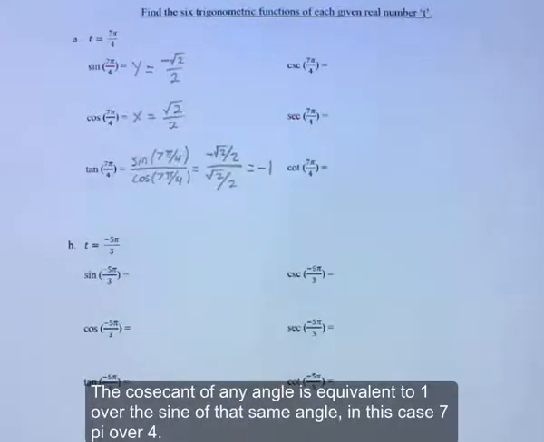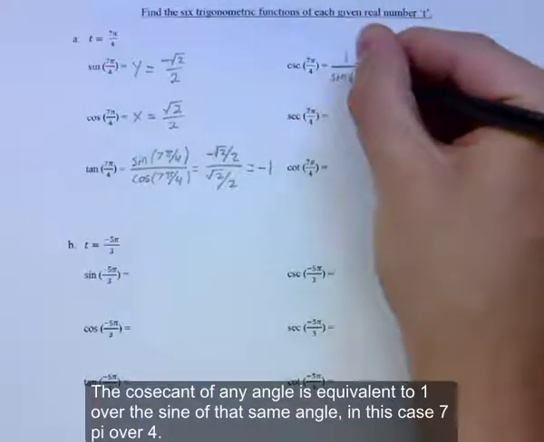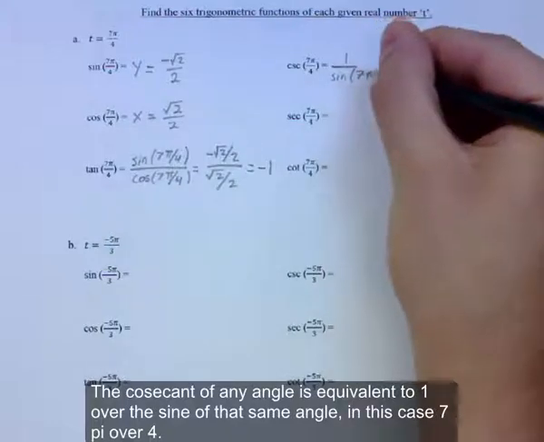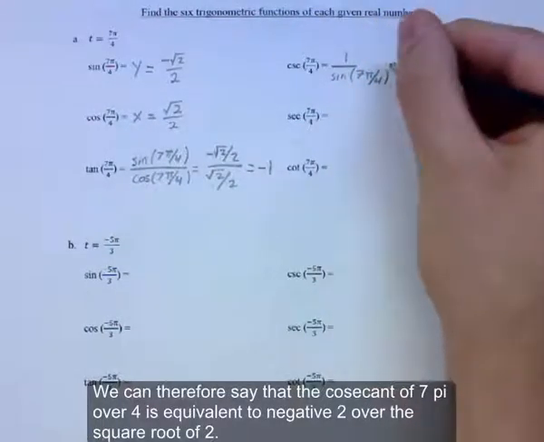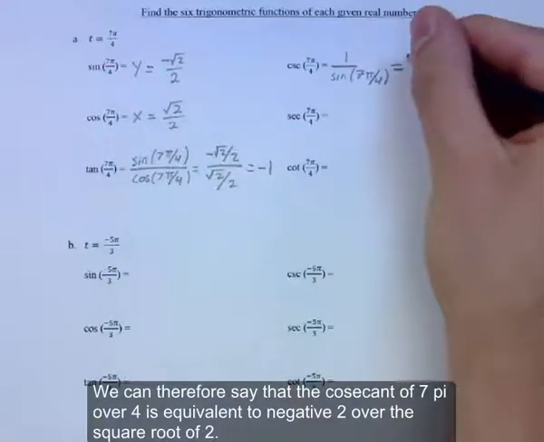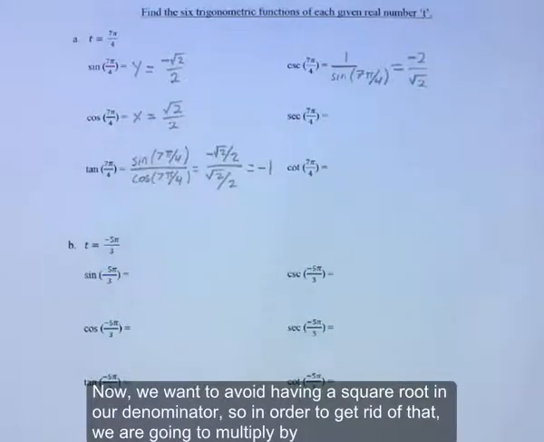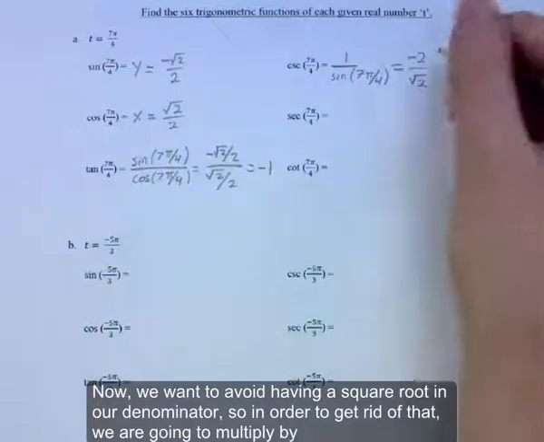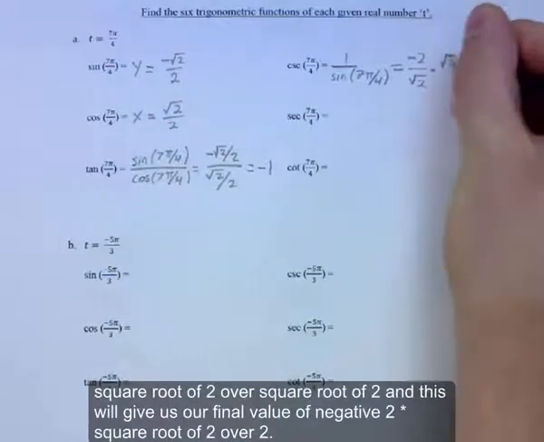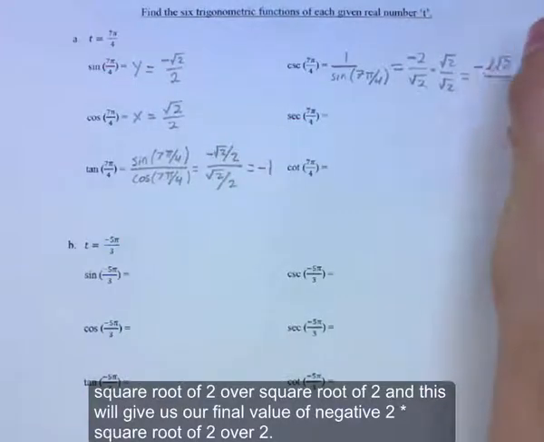The cosecant of any angle is equivalent to 1 over the sine of that same angle, in this case 7 pi over 4. We can therefore say that the cosecant of 7 pi over 4 is equivalent to negative 2 over the square root of 2. Now, we want to avoid having a square root in our denominator, so in order to get rid of that, we are going to multiply by square root of 2 over square root of 2, and this will give us our final value of negative 2 square root of 2 over 2.